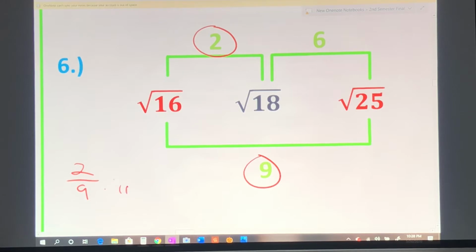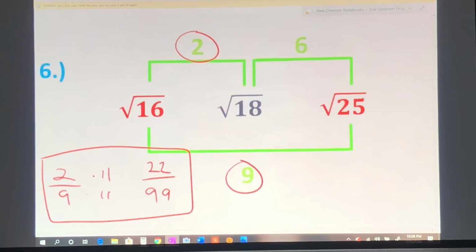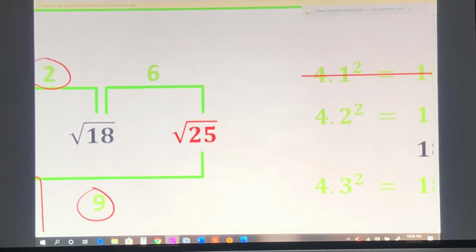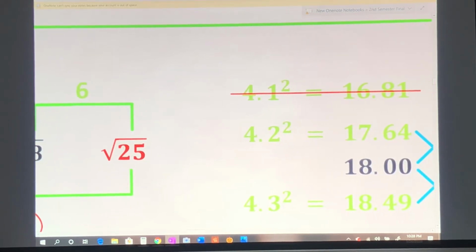Actually in my head, I do this. 9 times 11 is 99, and 2 times 11 is 22, and it's 22 hundredths. 22 hundredths is 0.22, I'd say 4.2. I don't know if this helped or not, but let's see. So I'm thinking it's 4.2. So that's where I started, 4.2. 4.1 is probably too small. Remember, we're looking for 18, and you're at 16.81, so I crossed it out.